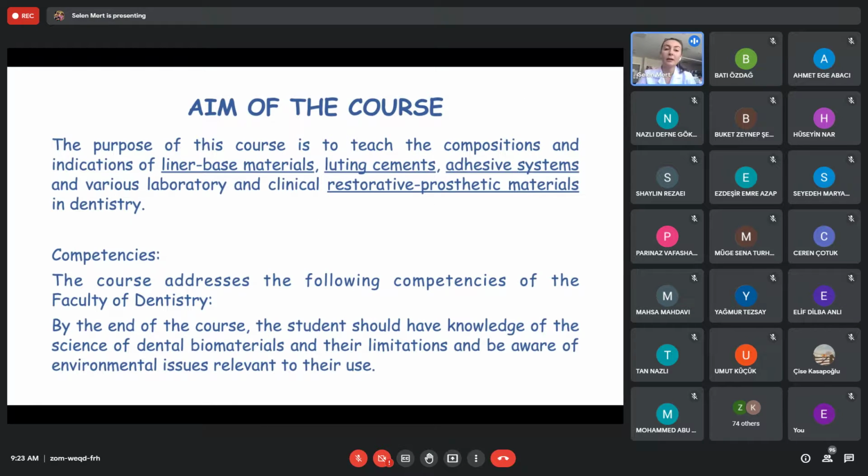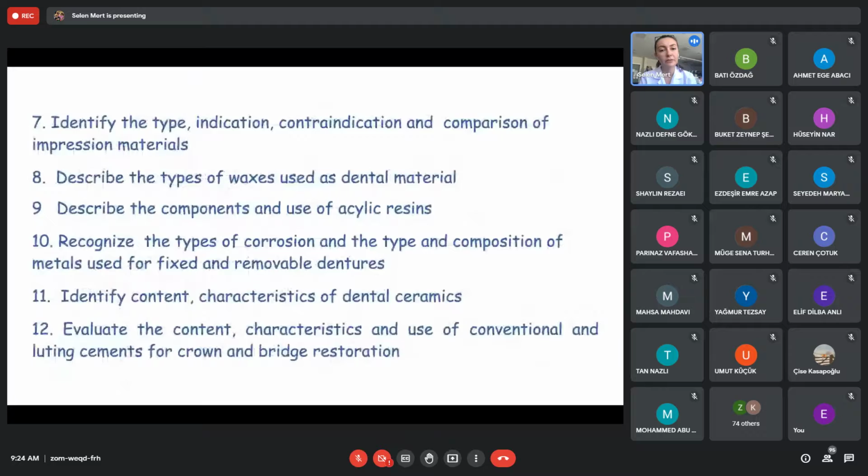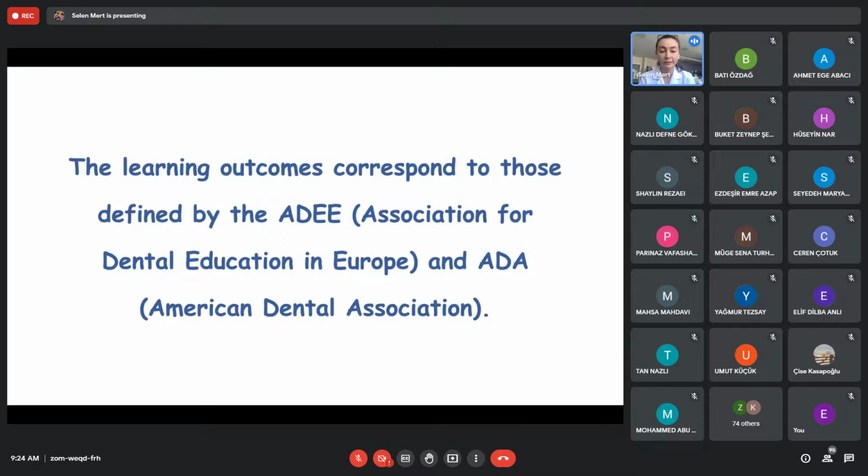The aim of the course is to teach you about liner-based materials, luting cements, and adhesive systems that we frequently use in our daily practice. As a prosthodontist, you are also going to use many restorative and prosthetic materials, so we want to teach these materials to you in this course. You can read these objectives, attitude, and outcomes later. I will share the slides with you in PDF format in your classroom.